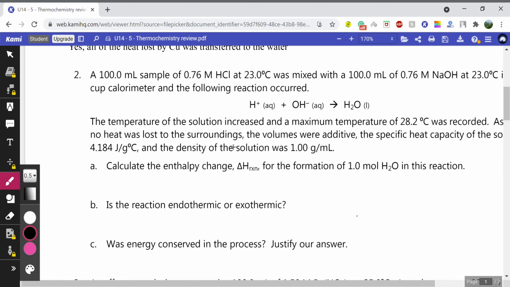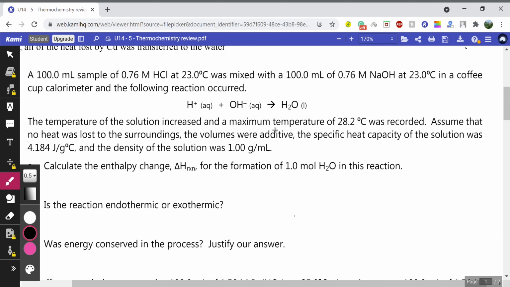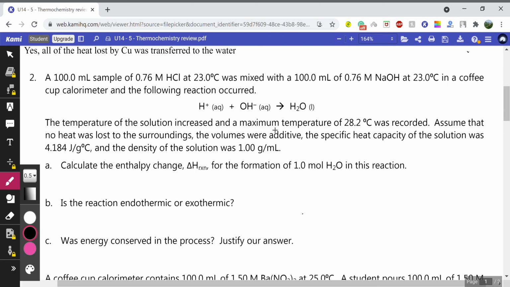Next, a 100 milliliter sample of 0.676 molar of HCl. Calculate the enthalpy change delta H reaction for the formation of 1 mole. Okay, so delta H reaction is equal to kJ divided by mole. So we need to find the delta H reaction. So Q solution is equal to 200 grams, mCp delta T, 4.184 for water, and the changing temperature will be 28.2 in the end, minus the initial, which is 23 degrees.